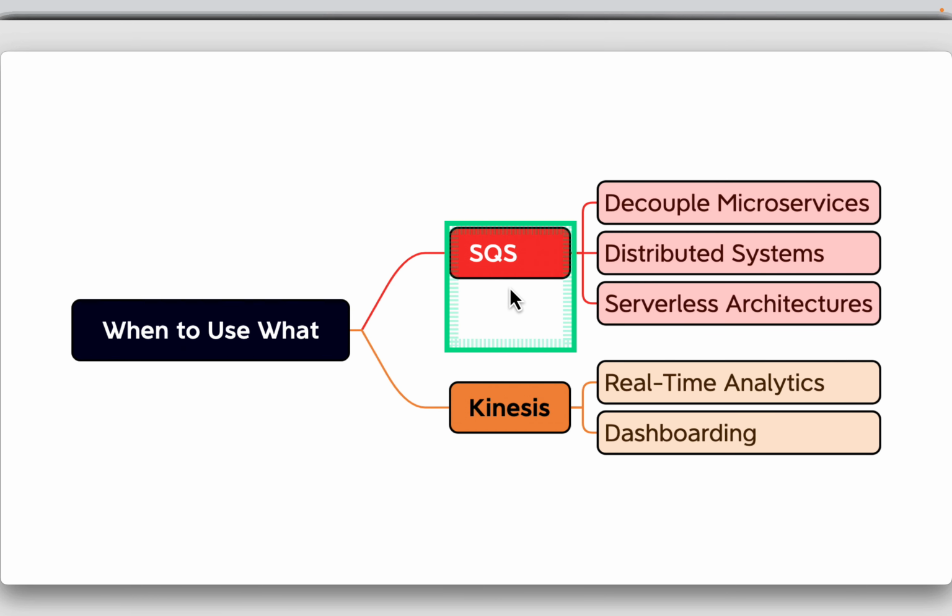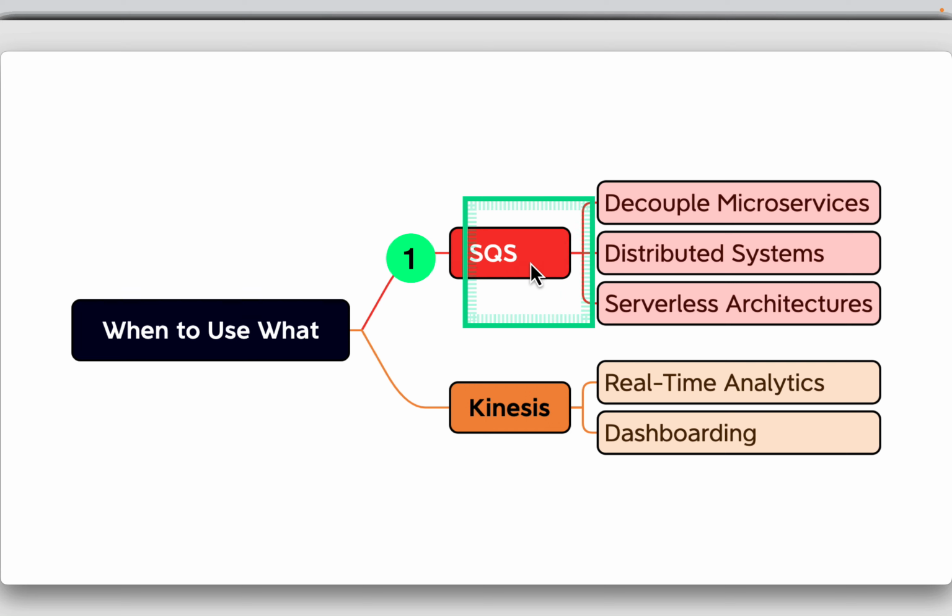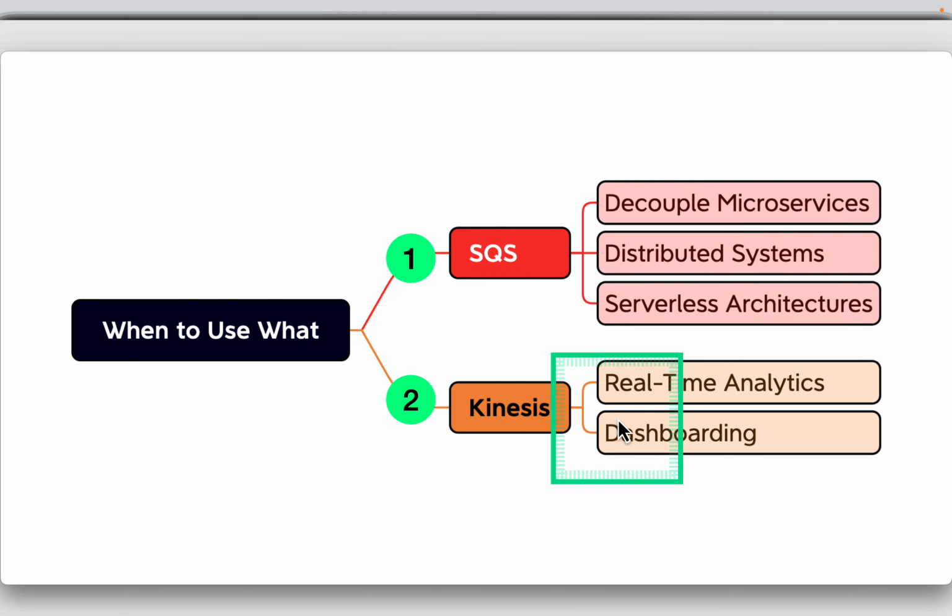Okay, when to use what? SQS is suitable for applications that need to decouple microservices, distributed systems, or serverless architectures. Kinesis is ideal for use cases requiring real-time analytics, for example, if you want to have some dashboarding and all.